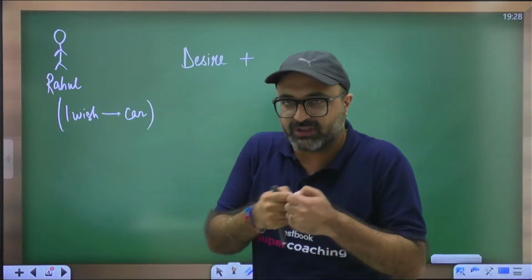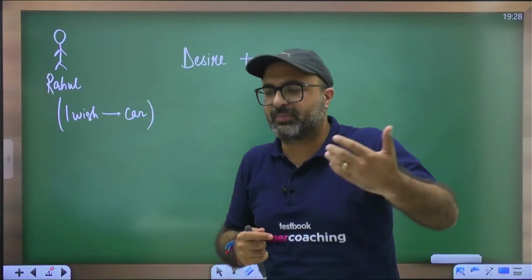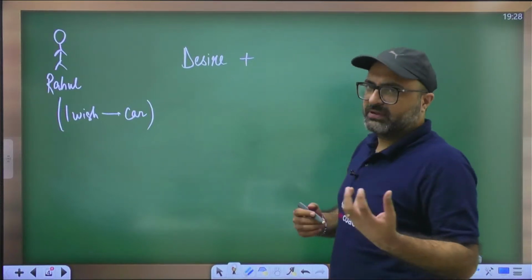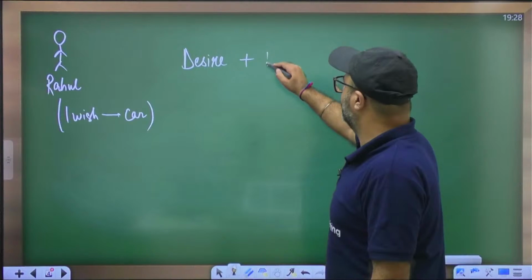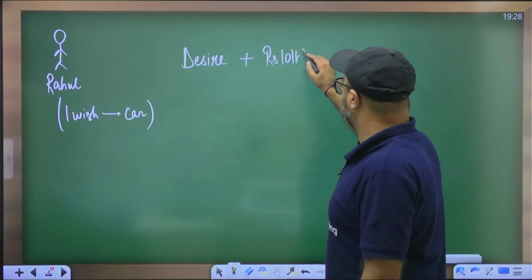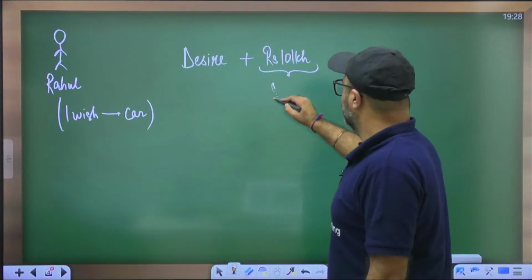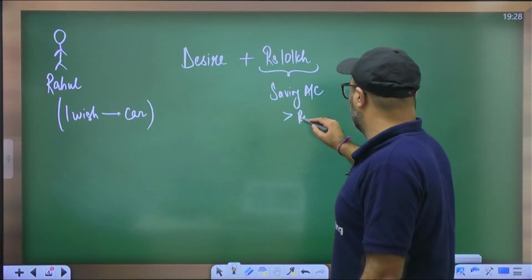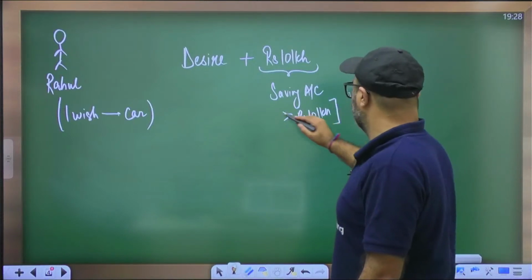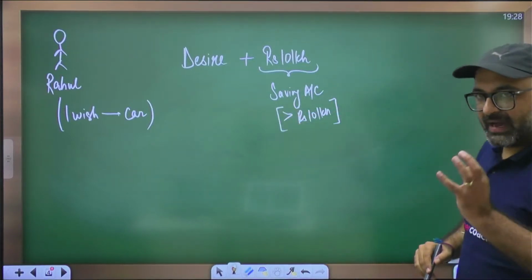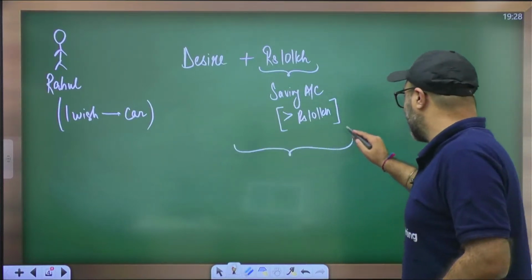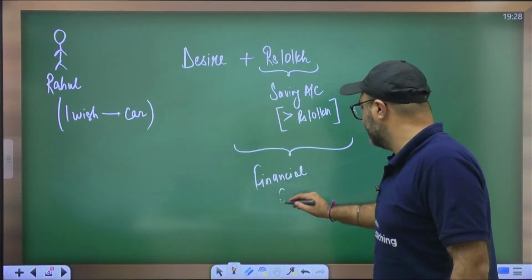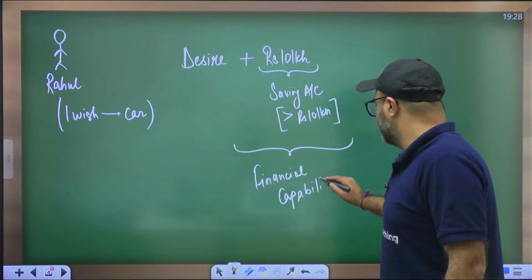The moment the car passed by, he took out the phone from his pocket, searched the model of the car on Google and tried to check the price. He found that the car is available for 10 lakh rupees. Then he checked his savings account balance, which held more than 10 lakh. That means he has a desire to buy a car. Secondly, he is capable. He has financial capability to purchase the car.